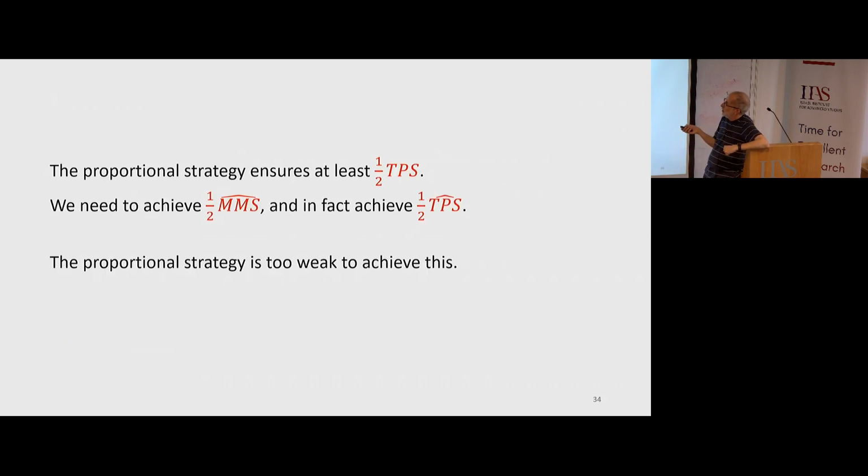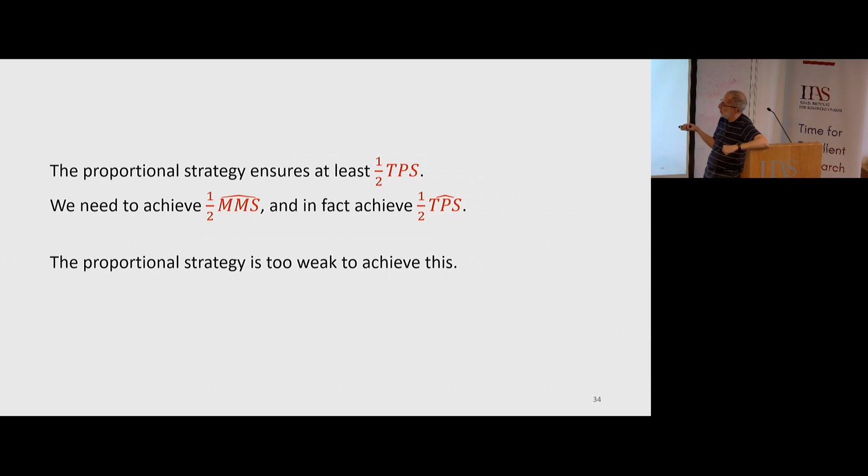Okay, so what did we see? We saw that the proportional strategy ensures at least half of the TPS, the truncated proportional share, which is also half of the MMS at least. But we need to achieve something better. Half of MMS hat, something different, or in fact, we achieve half of TPS hat. So after rounding up my entitlement to something higher, I need to achieve higher value. And the proportional strategy is too weak to achieve this.